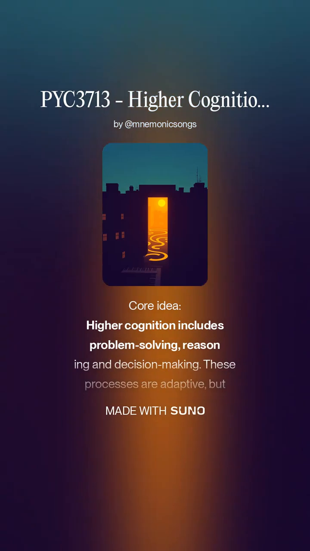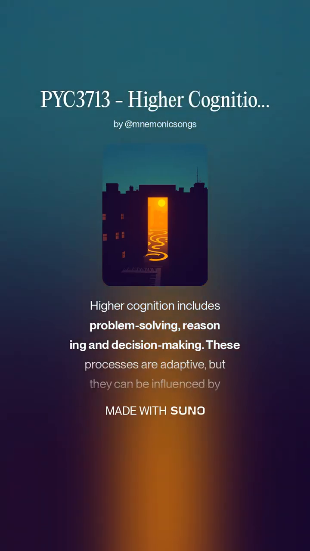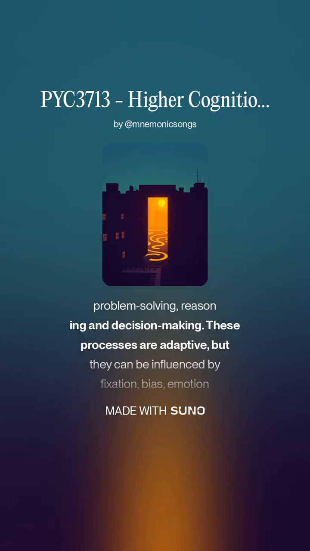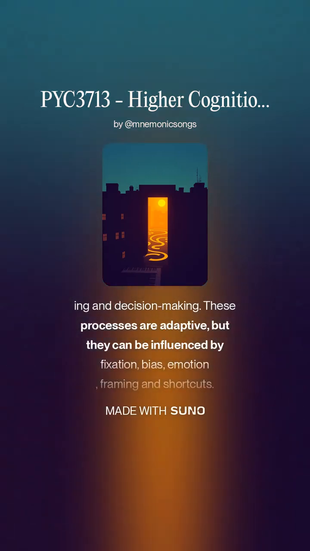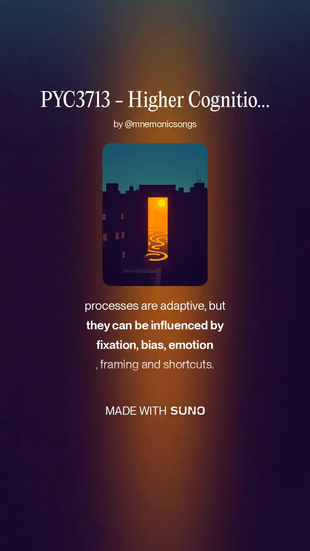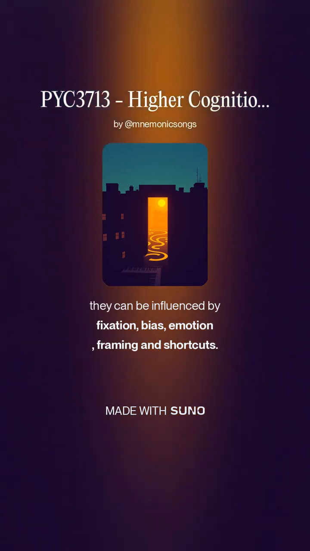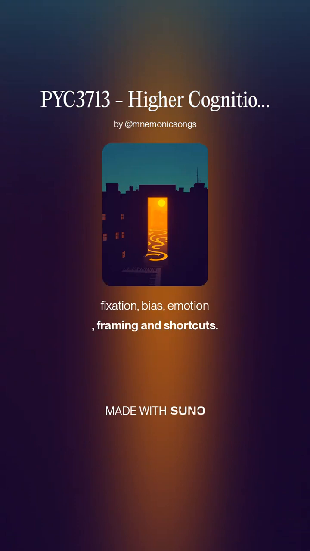Higher cognition includes problem solving, reasoning, and decision making. These processes are adaptive, but they can be influenced by fixation, bias, emotion, framing, and shortcuts.